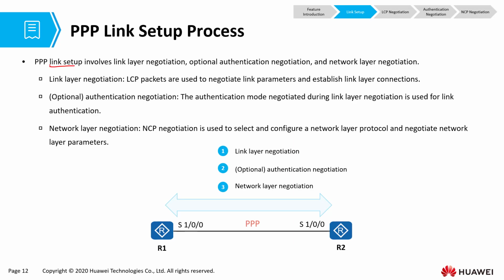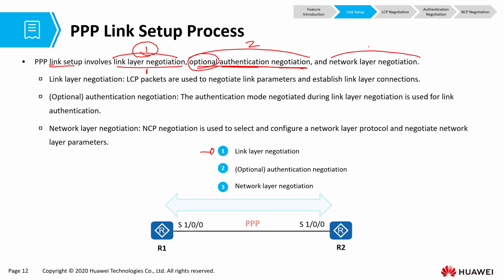So the setup of a PPP link involves 3 steps. First of all is the link layer negotiation. There are several things that the devices will negotiate at the link layer. This is the first step. The second step is authentication negotiation. During the link layer negotiation, we also negotiate the authentication mode. If the authentication mode was negotiated in step 1, it means we shall need to negotiate the authentication itself also, the parameters for the authentication. But if it was not defined in step 1, then step 2 will be ignored. Step 2 is an optional step.